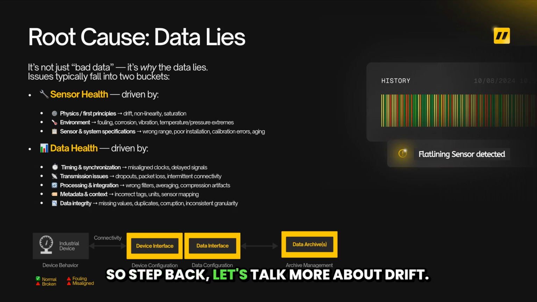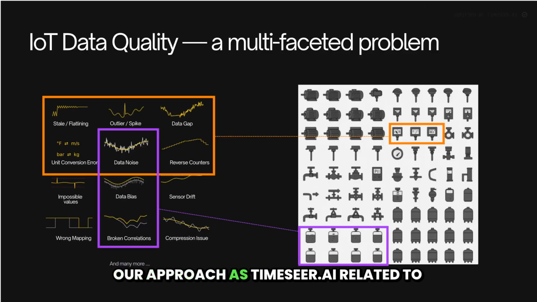So, step back, let's talk more about drift. Our approach as Timeseer related to drift is that a lot can be checked related to sensor data. So our approach is having multiple checks done all the time, things like checking for flatlining sensors, spikes, outliers, gaps, noise, bias, unit problems. And the approach is typically that you would combine all these data checks together linked to a certain group of elements. For example, for pressure measurements, you check if these measurements are drifting in combination with noise, but also, I know that the pressure measurement is always correlated with something else, so you check if those correlations are broken.